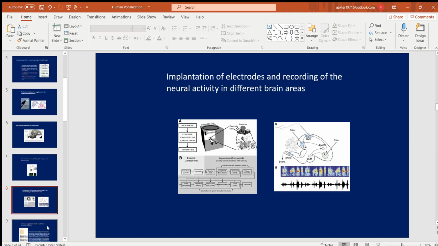Another is inactivation. This is very helpful if you permanently or temporarily inactivate an area by injecting an inhibitory neurotransmitter or some chemicals that will destroy the area. Both are used to study the functions of different areas.